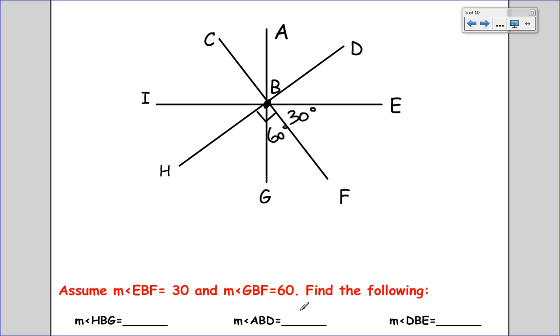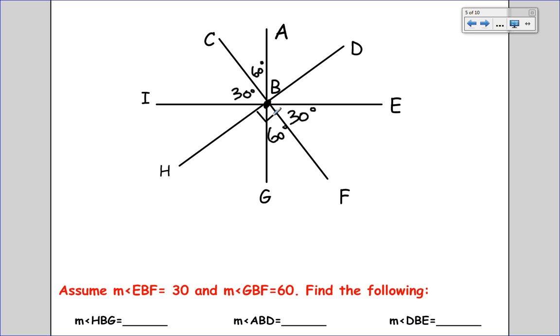So before we even look down there, let's go ahead and fill in what we know. We know that if we have two lines that cross, so CF and IE, that the opposite sides will be congruent. So this will be 30. AG and CF, opposite side would be here, so that would make this 60. Okay, so we at least have that part down.